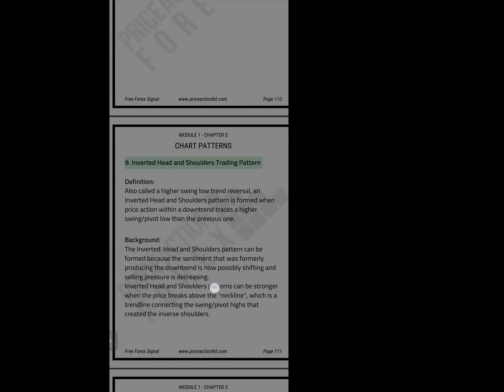Now let's see what they write here. Also called the higher swing low trend reversal. An inverted head and shoulder pattern is formed when price action within a downtrend traces a higher swing low than the previous one. So it simply means the left shoulder, the right shoulder, and the head, which means the shoulders can never be below the head. The head is the one that is more below, and the shoulders can never be below the head.